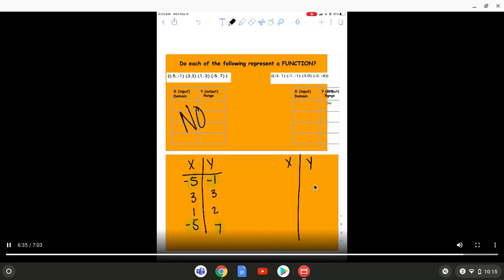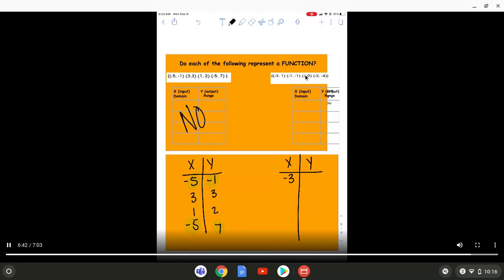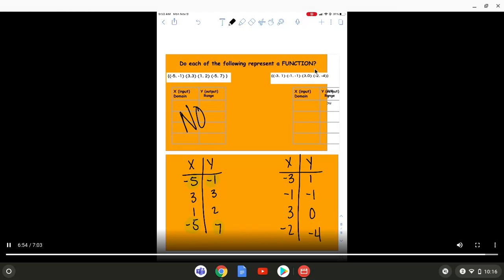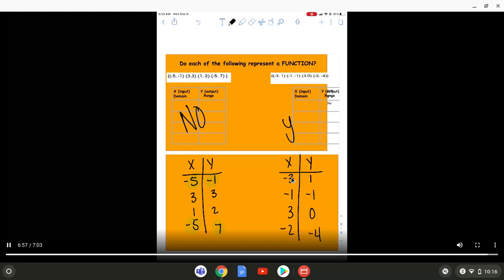I'm going to do the same thing over here. I have -3, -1, +3, and then -2. And so I'm going to go ahead and write all my y values. So 1, -1, 0, -4. I see that I don't have any inputs that repeat and all my outputs are different. So yes, this is a function.